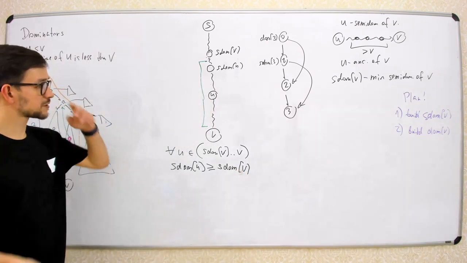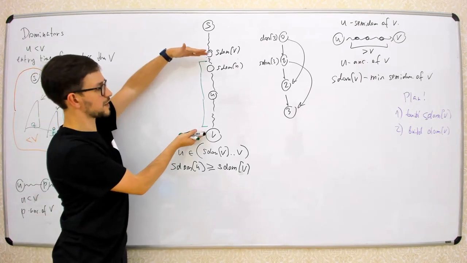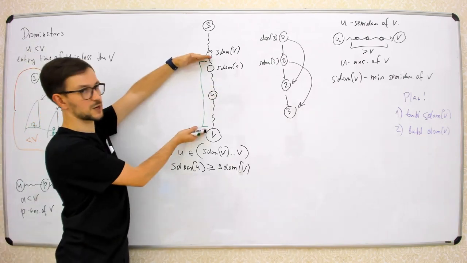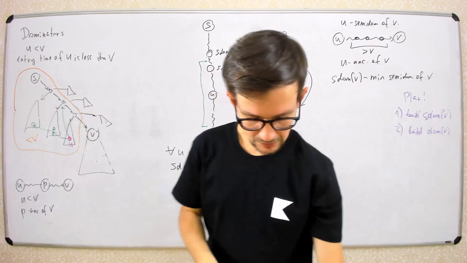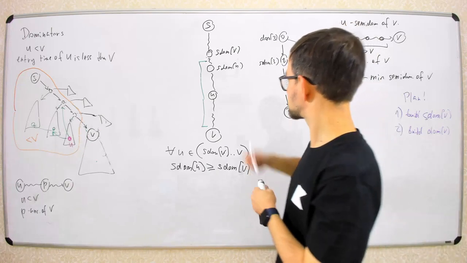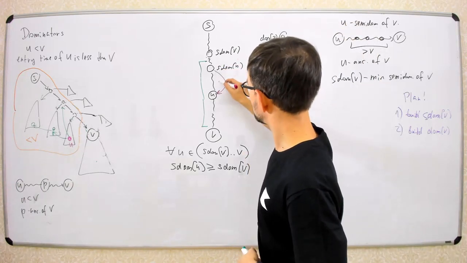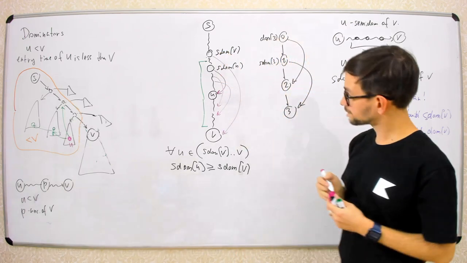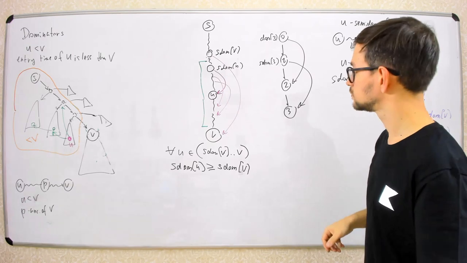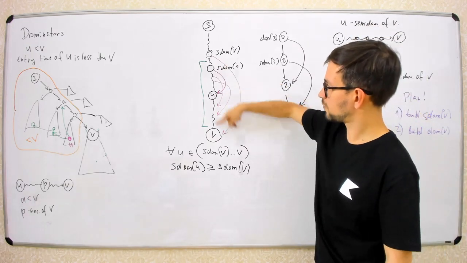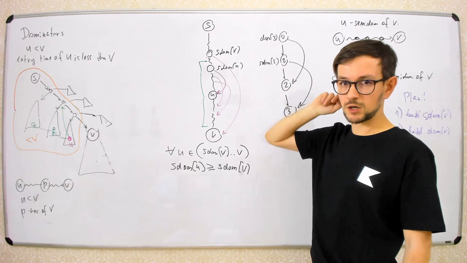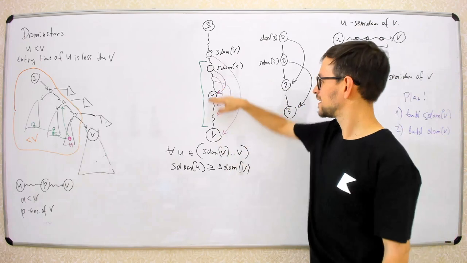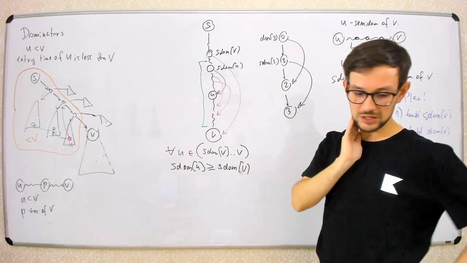Well, what does it mean? It means that we're kind of stuck inside this segment. All the semi-dominators of all nodes in this segment belong to the same segment. So if you have these paths, then all of them are inside this region. What does it mean? For each node from this segment, the minimal semi-dominator is also inside this region.